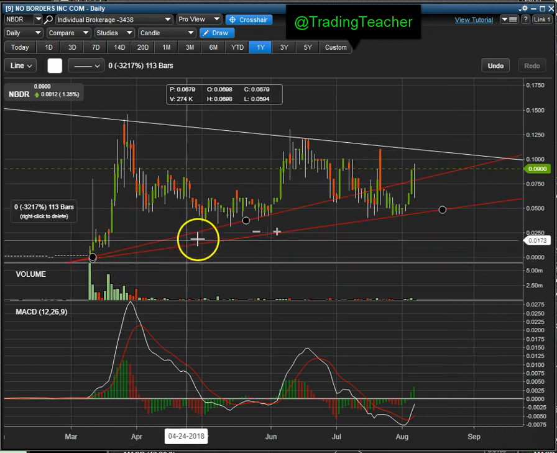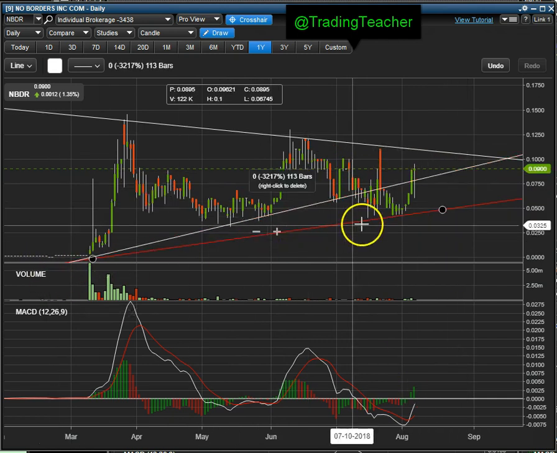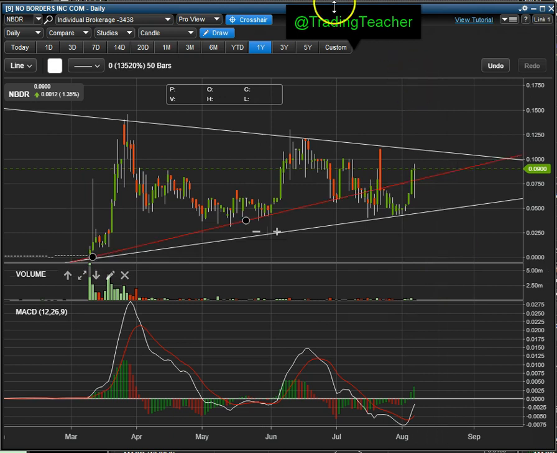Now, I created this uptrend as well because this was the first base, but it broke through. But now it seems like it created another base. So that's something we should keep our eye on, right? And the reason why, it's a double form of support. Now, let me show you what I mean by that.